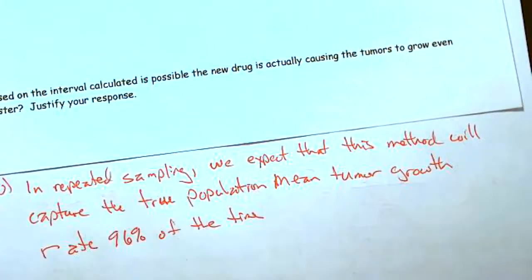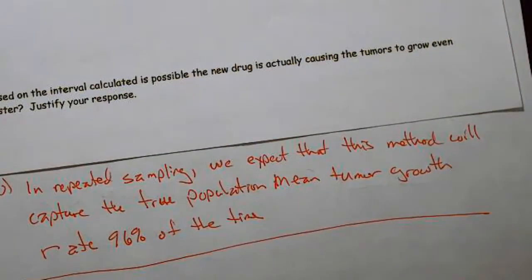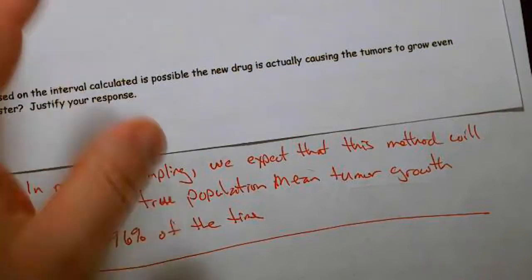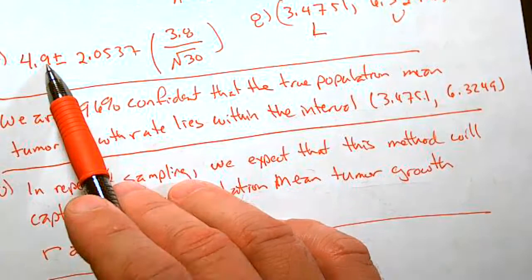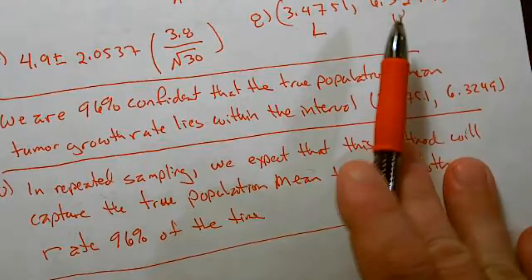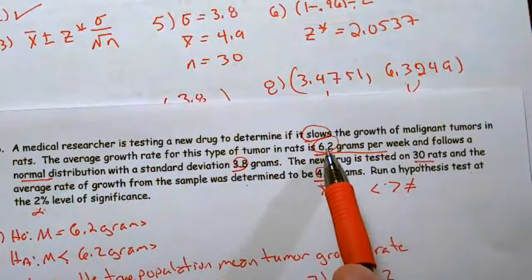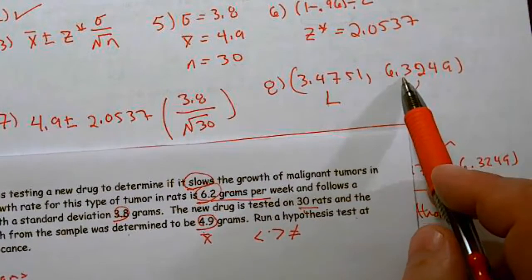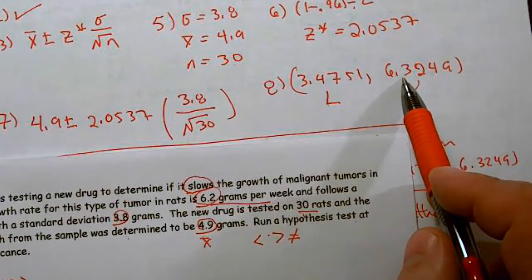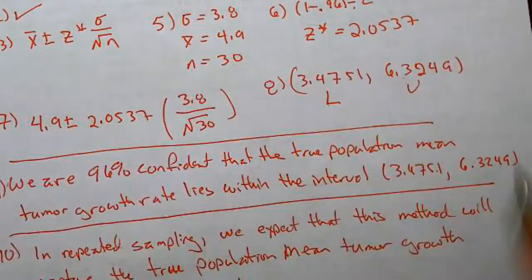Lastly, by the way, we finished the recipe at this part, but it says based on the interval, is it possible the new drug is actually causing the tumors to grow even faster? Well, initially you want to say no, because we know that we had an X bar that was 4.9, which was less. But 6.3, what was the original growth rate? The original growth rate is 6.2, and we had a growth rate as high as 6.3. So 6.3 is a plausible answer. So even though the average seems lower, it's possible that the growth rate is greater.